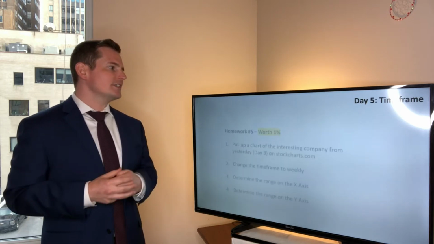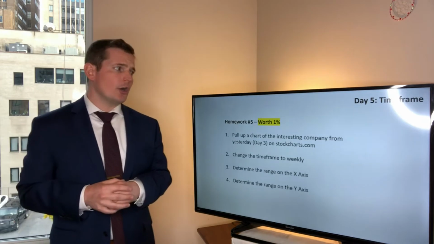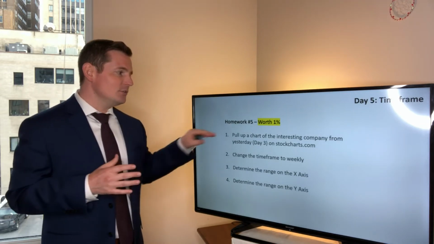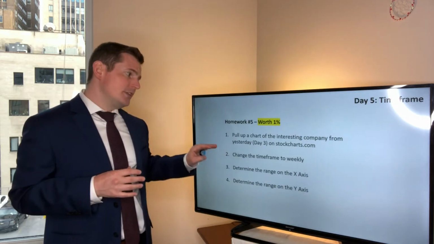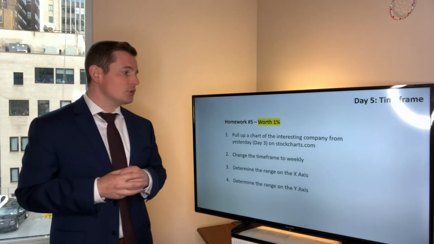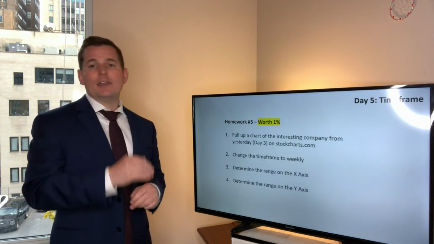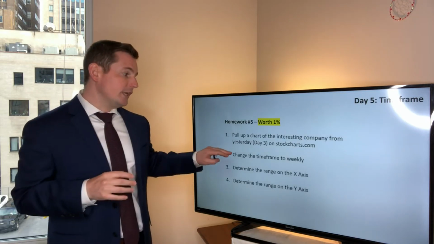And your homework assignment today is you want to pull up a chart of a company you find interesting. It could be the same chart that you used on day 3. And you're going to want to change the time frame to weekly. And you can do this in StockCharts. You can pull down the drop-down menu and the time from daily, it's going to be set at daily. You're going to want to change that to weekly.